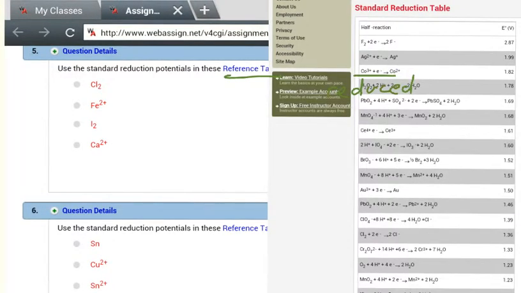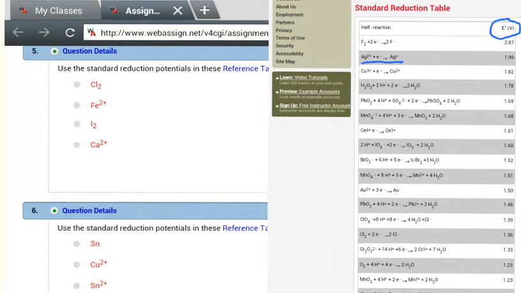So the reference table, nicely enough, is set up as a reduction table. You notice all the reactions are reductions. Look at this one. Silver plus 2 going to silver plus 1. You notice it's becoming more negative. They're gaining electrons. And so this is essentially a relative ranking of how easily they are reduced. And you remember, the more positive the cell potential, the more the reaction goes spontaneously.